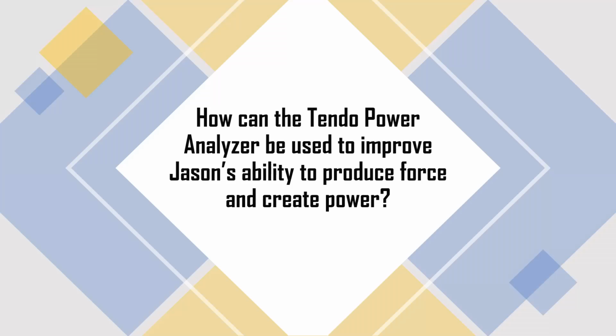Essentially, the big question here is how can the Tendo Power Analyzer be used to improve Jason's ability to produce force and create power? We would first want to introduce Jason into resistance training. As stated previously, he's never participated in resistance or performance training, so we need to begin there. Once Jason has proper technique and can safely perform the lifts and exercises, I would then test Jason for his 1 rep max in squat, deadlift, and then also test him in his vertical jump. This 1 rep max and height for his vertical jump will be used as our baseline and allow us to calculate percentages of his rep max later on, which will be needed when using the Tendo Power Analyzer.